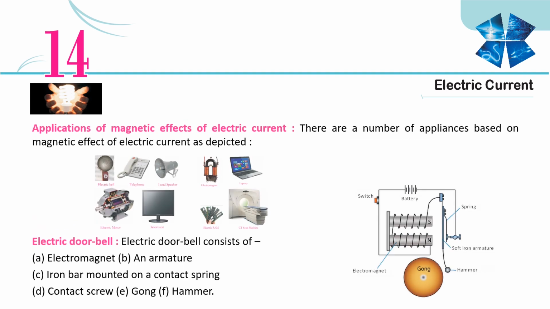Applications of magnetic effects of electric current. There are a number of appliances based on magnetic effect of electric current as depicted. Electric doorbell. Electric doorbell consists of A. Electromagnet, B. An armature, C. Iron bar mounted on a contact spring, D. Contact screw, E. Gong, F. Hammer.